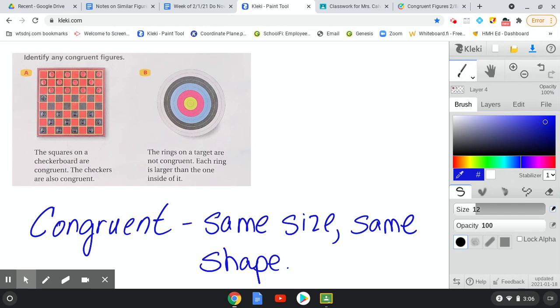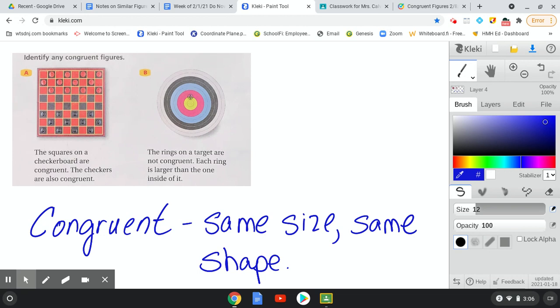So in figure A on the checkerboard, it says the squares on the checkerboard are congruent. They are the same size and the same shape, all of the squares, the black and red squares. The checkers are also congruent because the checkers are the same size, same shape.